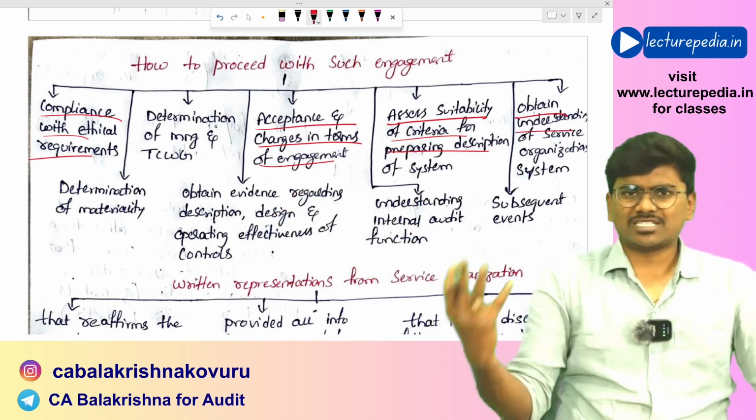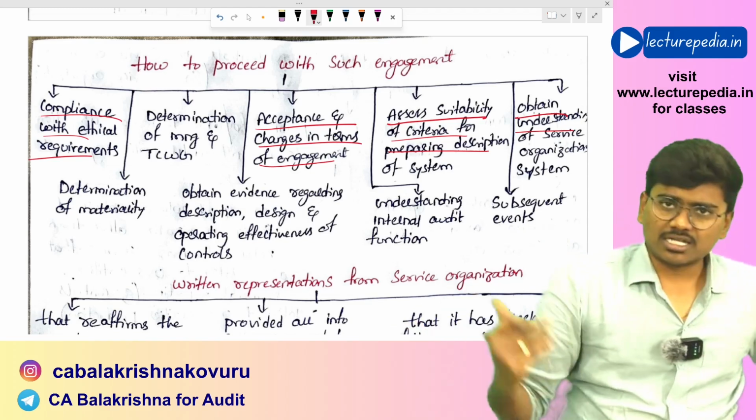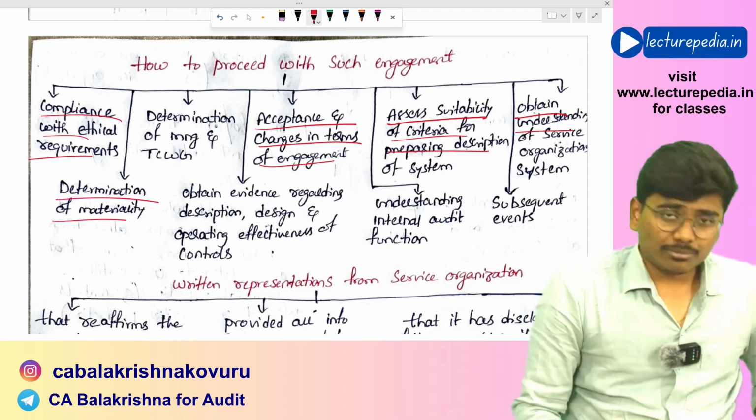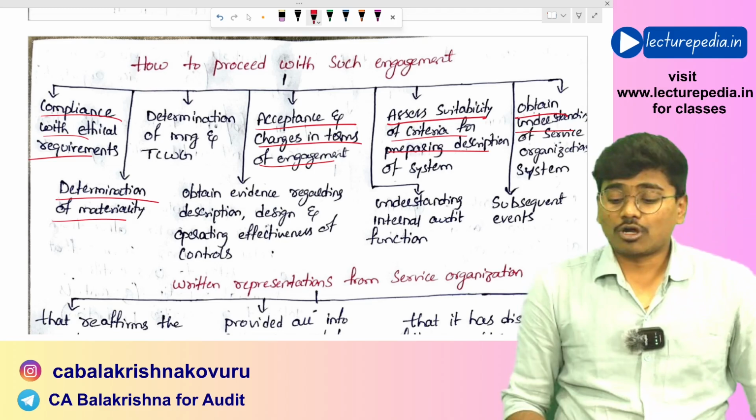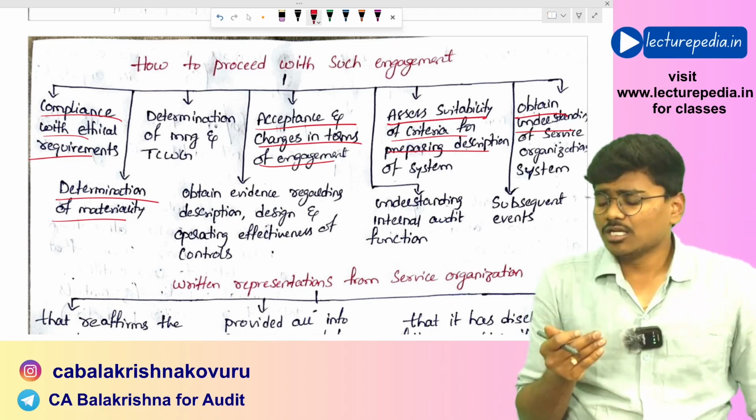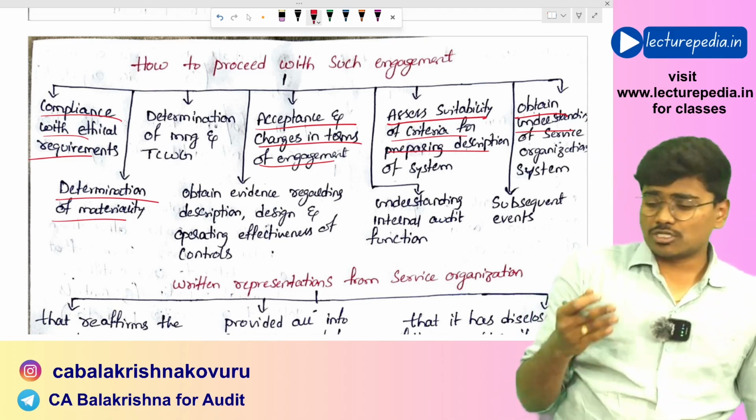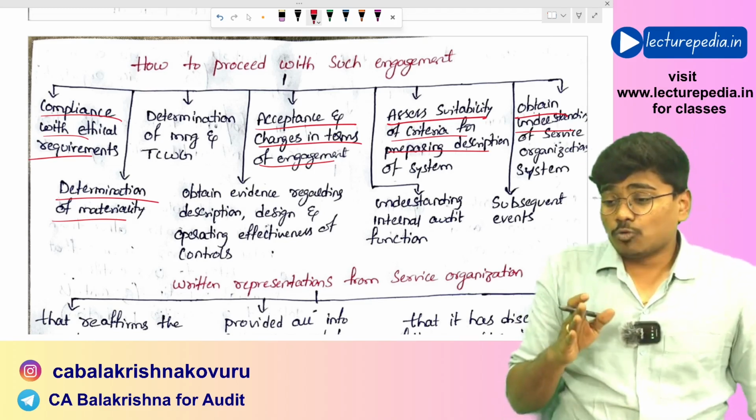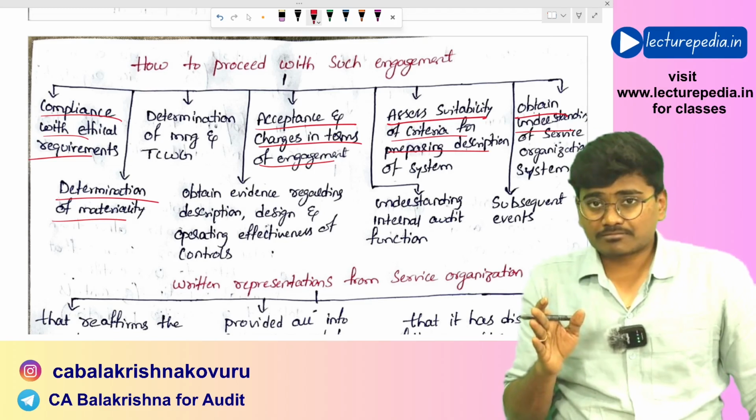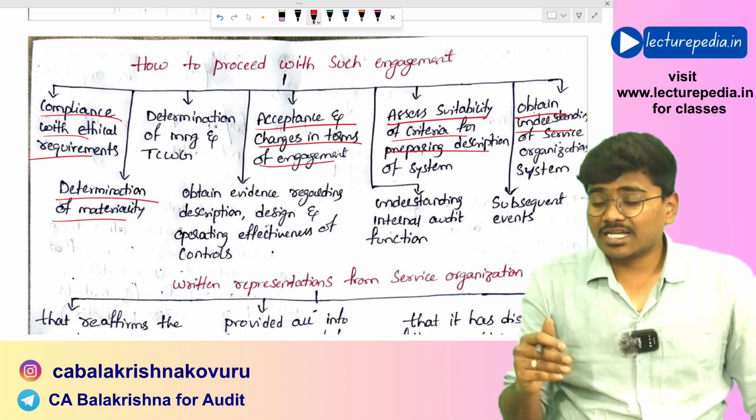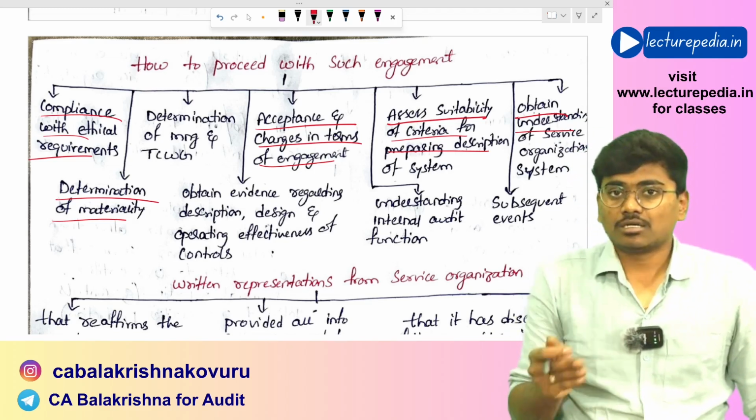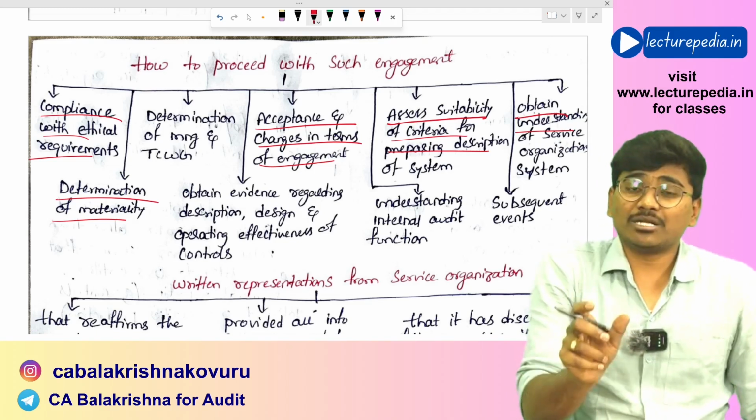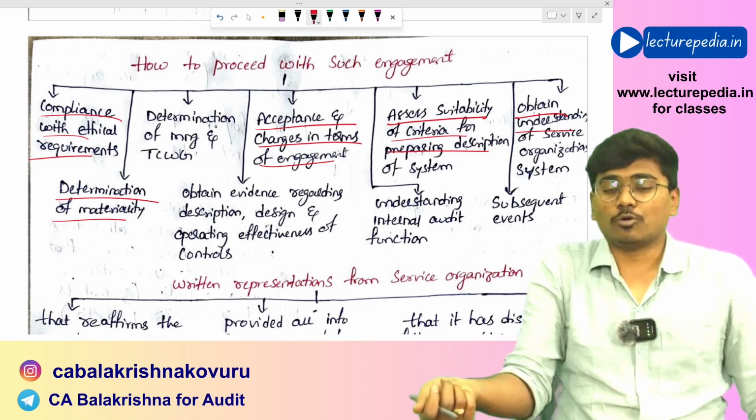Obtain understanding of the service organization system. You will obtain understanding of the service organization system and determine materiality. You should also determine materiality, because here you will be verifying and testing the internal controls. So you should check how much deviation is there, then it will become material to the user entity. You should determine materiality. Based on that, you will give your opinion.